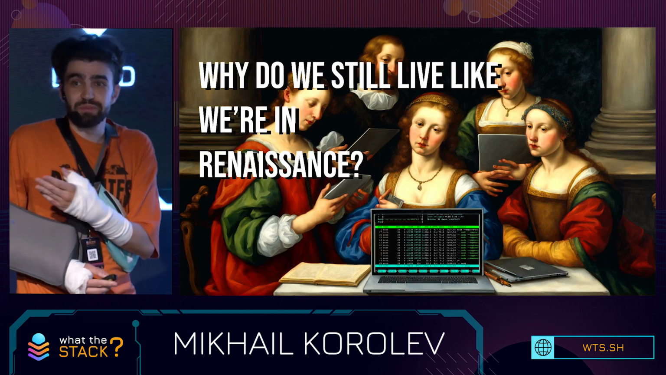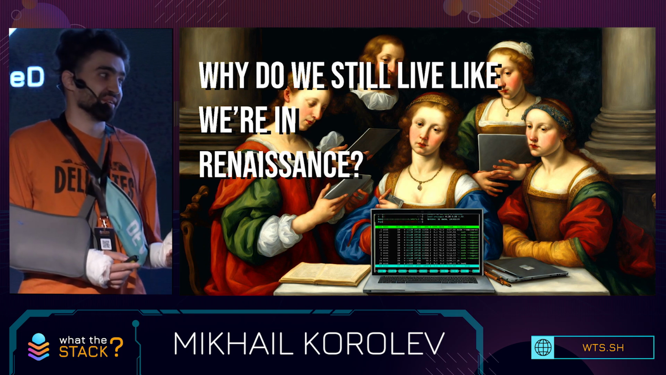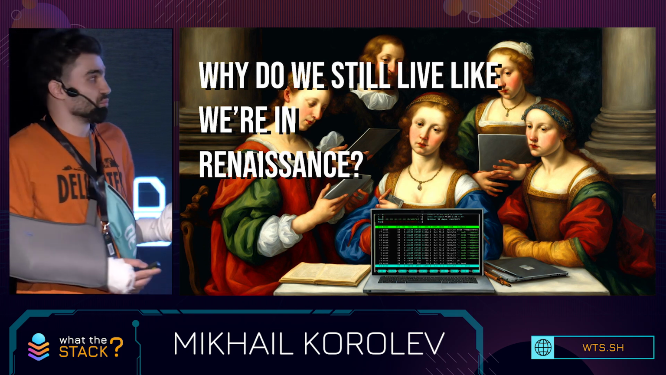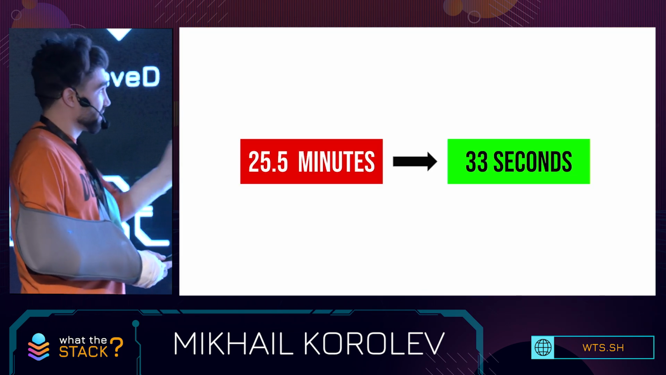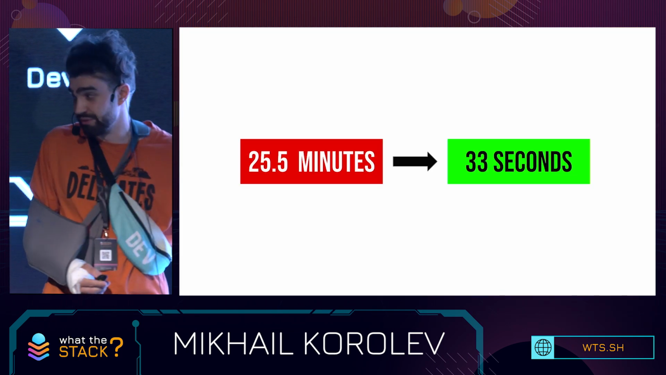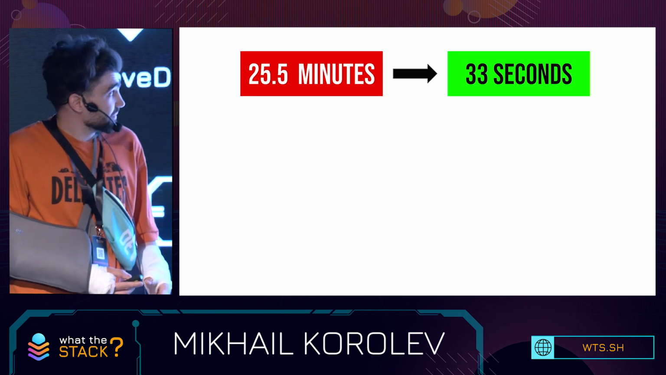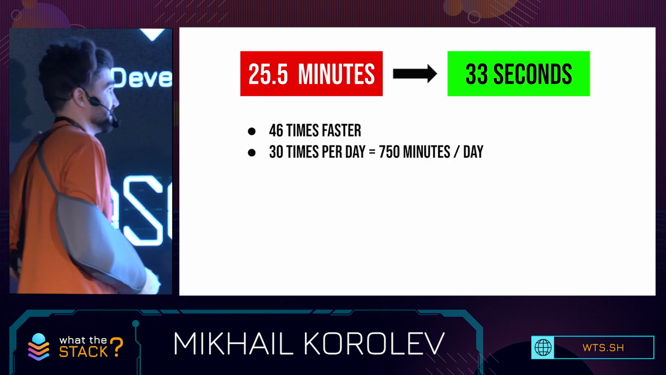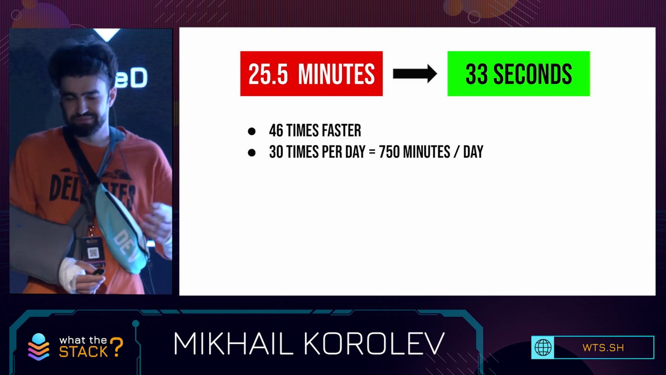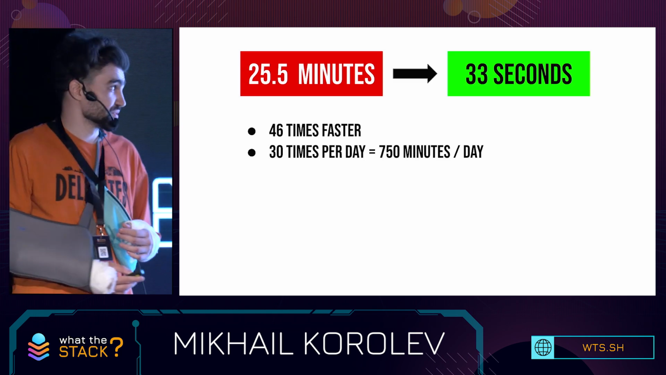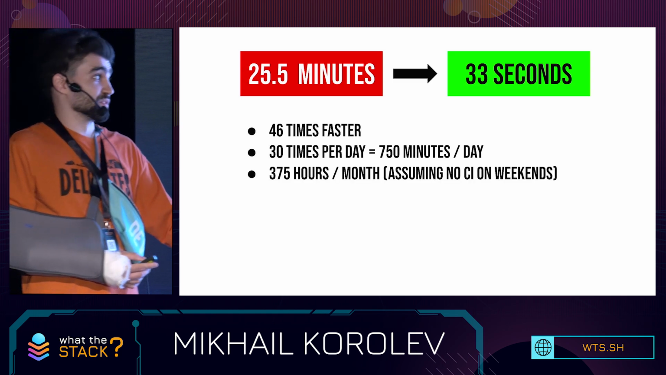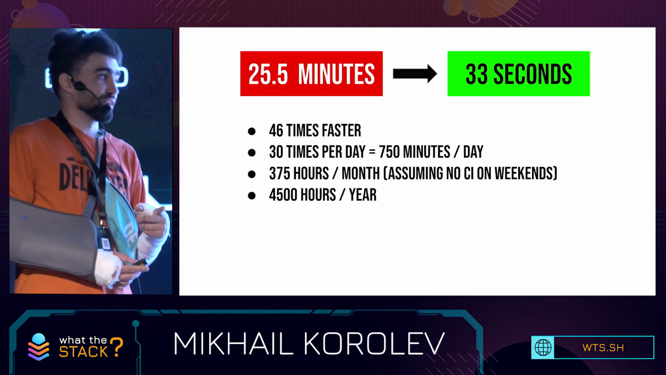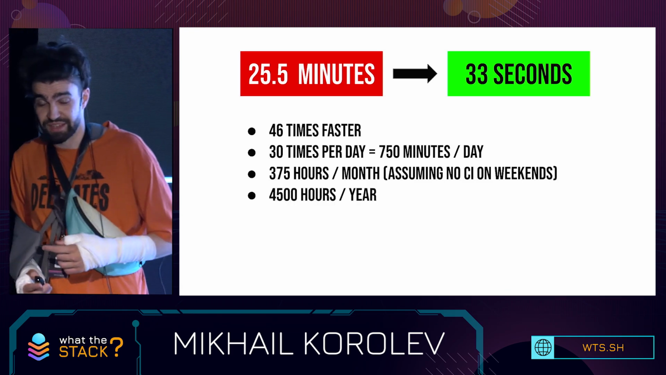So why do people still live like we're in the Renaissance era? You already have all these magical tools, and you just waste your time. So we got down from 25.5 minutes to 33 seconds, and that adds up to being roughly 46 times faster, 30 times per day. I calculated this as average pipeline runs: 750 minutes per day, 375 hours per month, and 4,500 per year. This is how much you can save on CI.